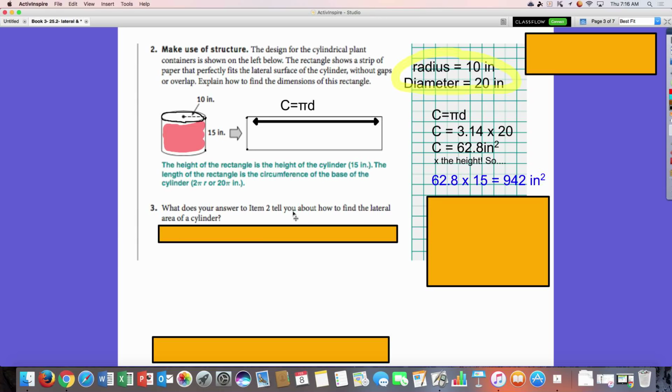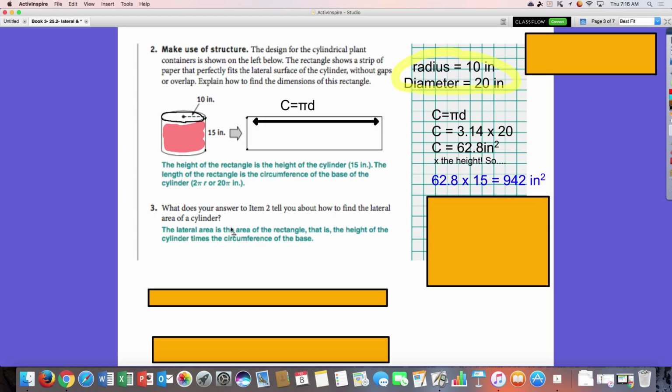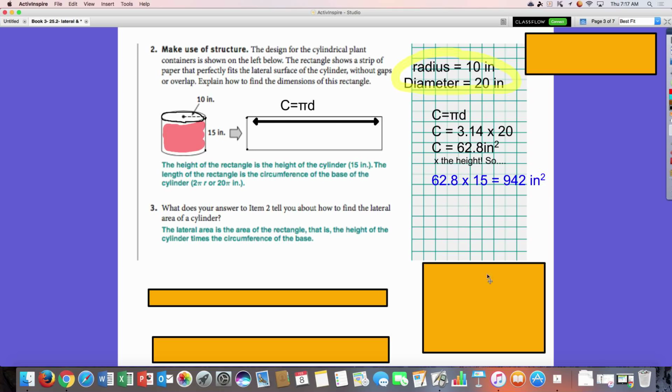It says, how does your answer to item 2 tell you about how to find the lateral area of a cylinder? We know the lateral area of the cylinder is the height of the cylinder times the circumference of the base. And remember, you got to do a calculation for the circumference. But what they're basically saying is length times width. Make sure you've copied all this down. Step 1, radius, diameter. Step 2, figure out how long this line is, which is in reality the circumference of that cylinder. Moving on.